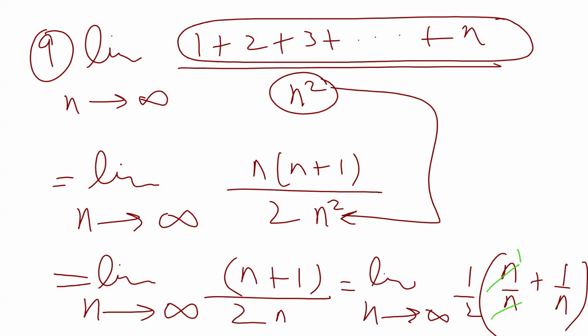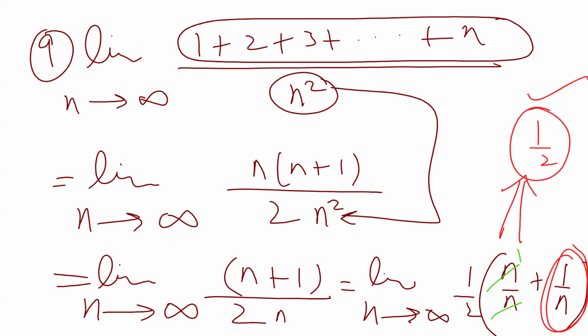So what is the value of the red colored term if you put n as infinity? It's 0, correct. So what is the final answer for this? Half into 1, that is half. This is the final answer. Guys, you understood this? Those who are not replying, can you just give me some feedback?